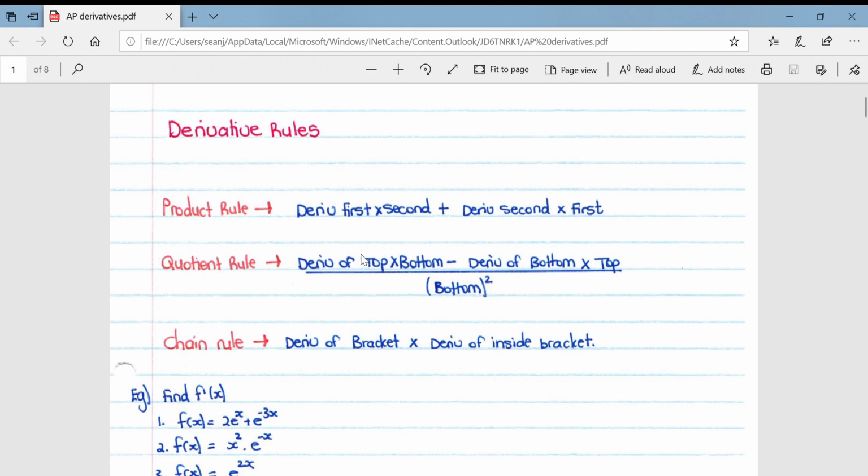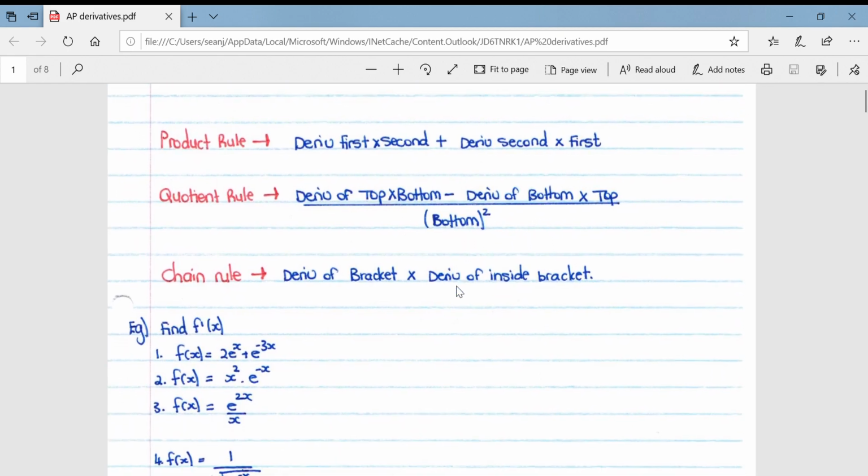This is when we have one term over the other, both with x's or coefficients. So first things first, derivative of the top multiplied by the bottom minus the derivative of the bottom multiplied by the top, over the bottom squared. Don't forget that bottom squared. A lot of students forget it.